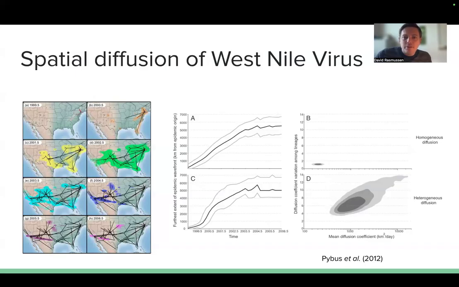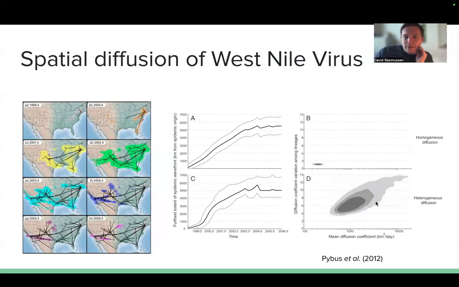They could also estimate these diffusion coefficients, which again captures how quickly on average the area behind the wavefront is filling in. And they did this assuming both that all lineages were moving at a homogeneous rate across the landscape, or allowing for heterogeneity or variability in this diffusion rate across different lineages.